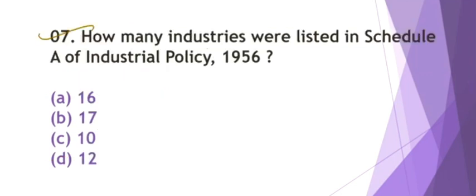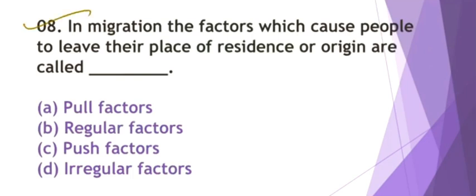Question number 7. How many industries were listed in the Schedule A of Industrial Policy 1956? Important question. Option number B, 17. Question number 8. In migration, the factors which cause people to leave their place of residence or origin are called? Option number C, push factors.